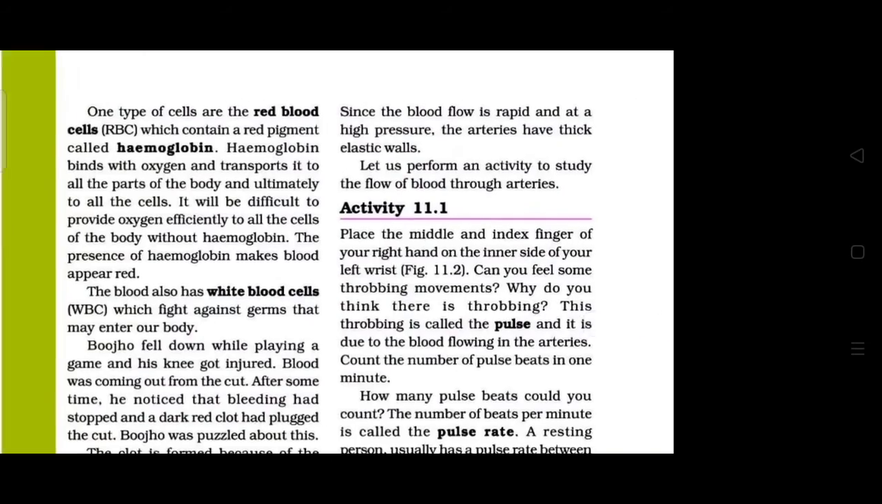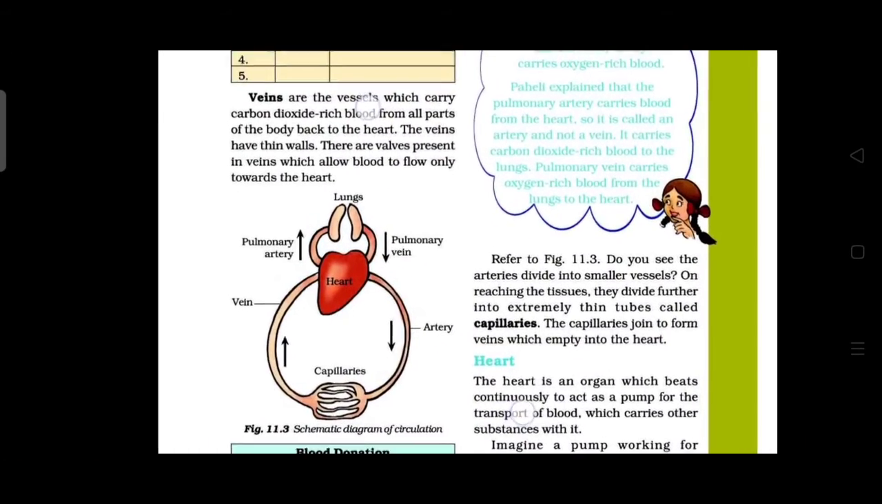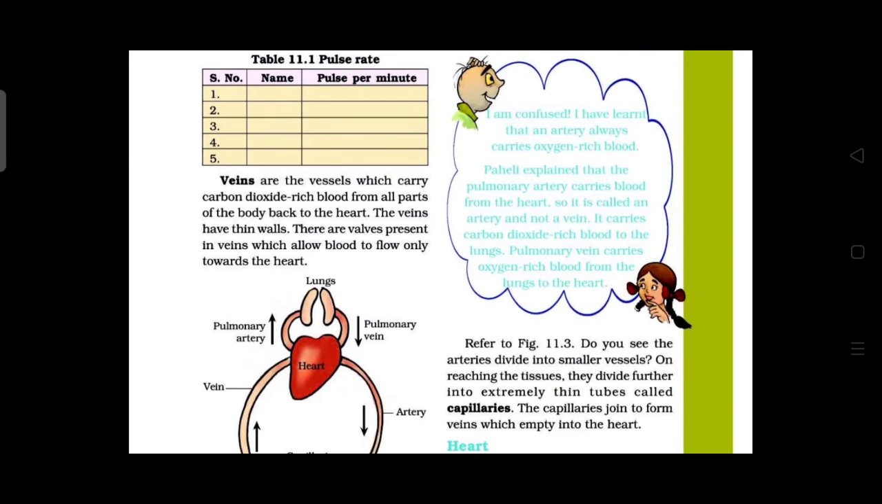Then we study veins. First we study arteries, then veins. These are the types of blood vessels. Veins are the vessels which carry what? Carbon dioxide rich blood from all parts of the body. Arteries carry oxygen rich blood from the heart to all parts of the body. Veins carry carbon dioxide rich blood from all parts of the body back to the heart. Veins have thin walls, but arteries have elastic walls.